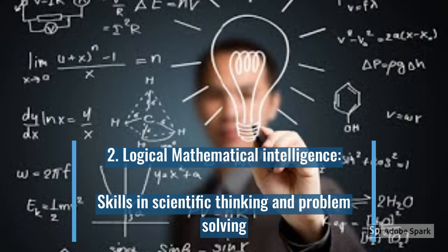Second in the theory of multiple intelligences is logical mathematical intelligence. Persons high on this type of intelligence can think logically and critically. Scientists and Nobel Prize winners are likely to be strong in this component.